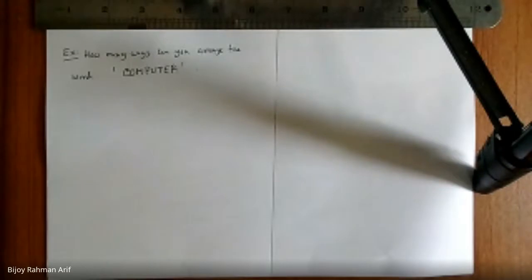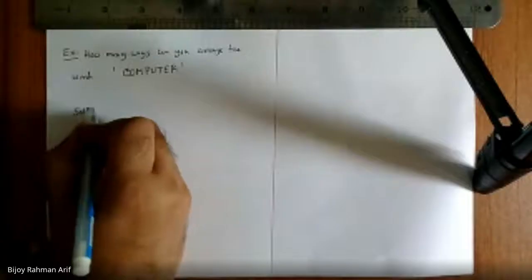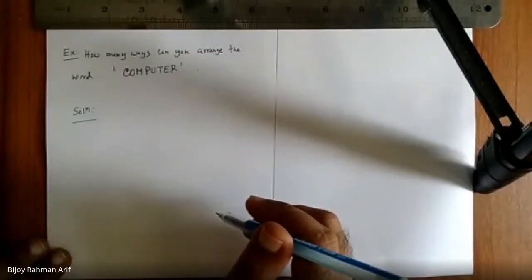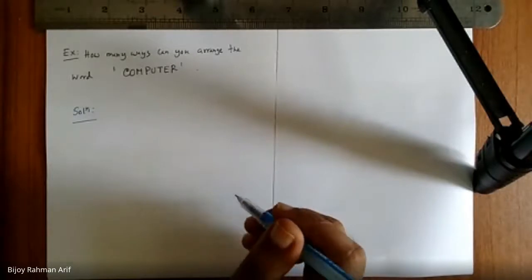Anybody else? Any idea? Sir, we'll set the table first. What happened to the table? Sir, we were setting the table, we'll set that table. How many letters? Okay, so that means 1, 2, 3, 4, 5, 6.